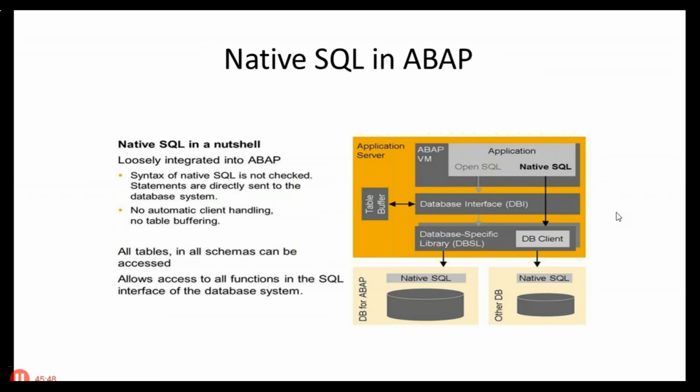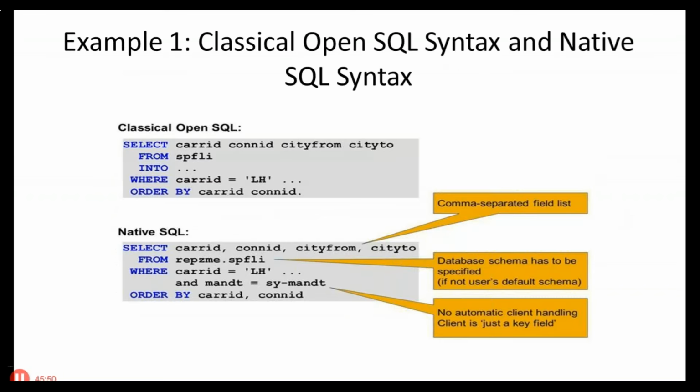So native SQL in ABAP. We can have this native SQL in ABAP. So let's see the classical example of this. So classical OpenSQL and native SQL. In classical OpenSQL, we never used to have commas here. Remember? So we never used to have commas here, and here we'll have commas between the fields after select, and then after the from, we are giving this native SQL statement.